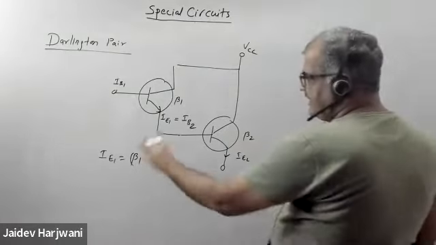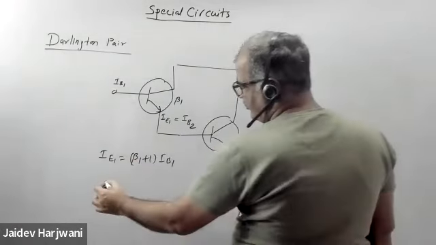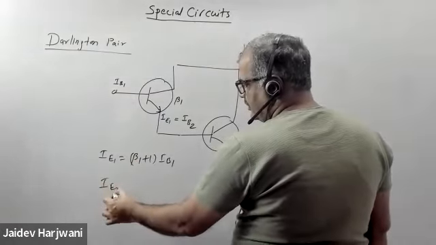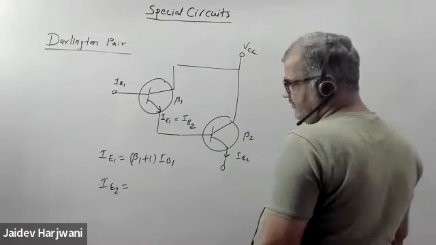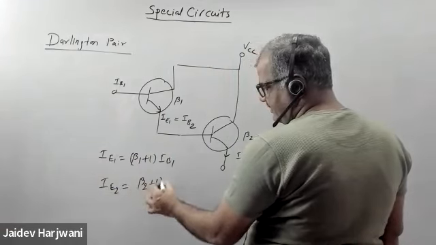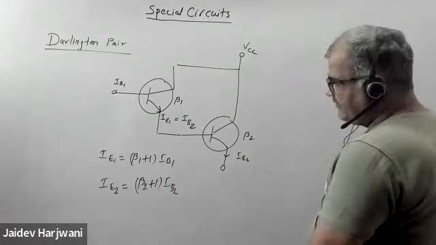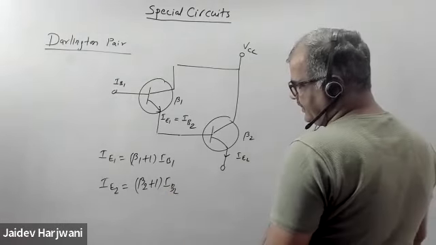So now you have IE1 equals beta 1 plus 1 IB1. Similarly, if you want to write IE2, IE2 will be how much? Beta 2 plus 1 IB2. IB1 or IB2? IB2.